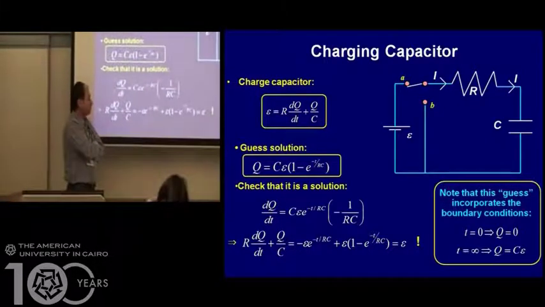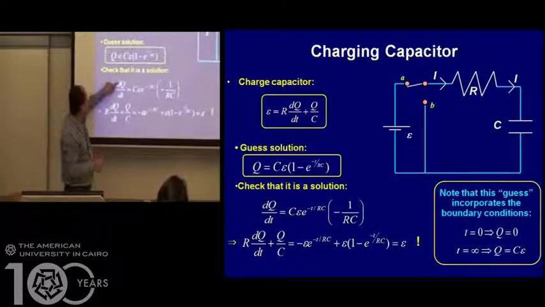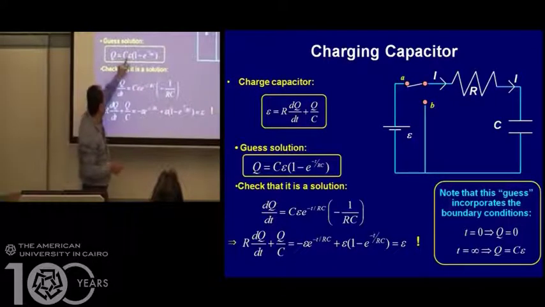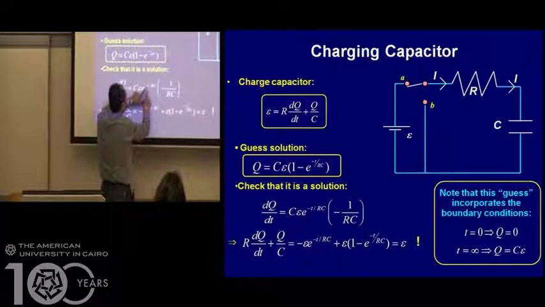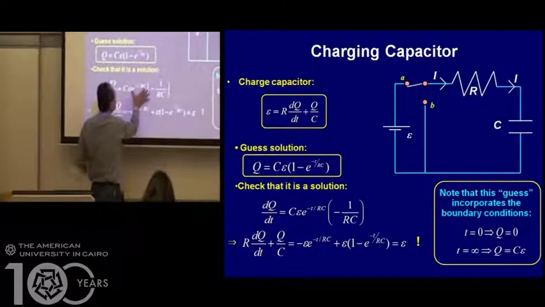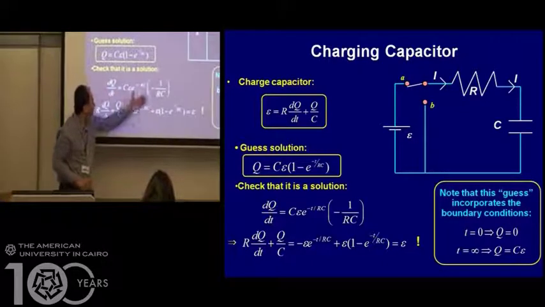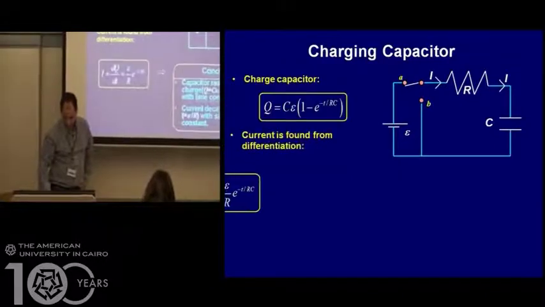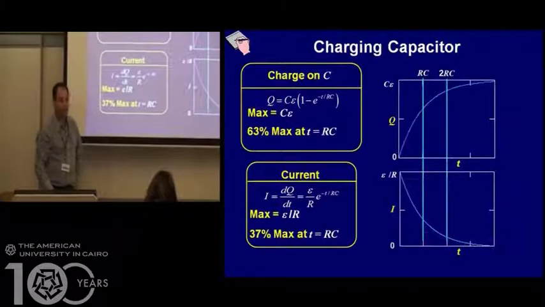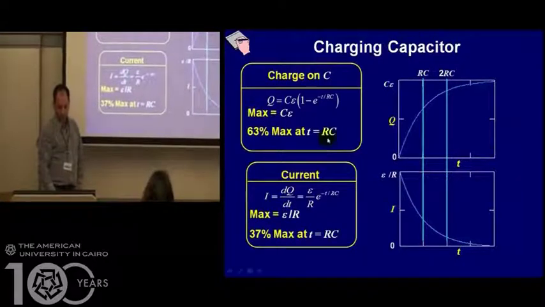Now, can we find the current? Yes, just the derivative of that equation will give us the current. So dq by dt equals CE times the derivative of that, which is 0 for the constant term, and the derivative of this term is minus 1 over RC times e to the power minus t over RC. This is the equation that will give us the current. I will draw them. Q equal to Q maximum times 1 minus e to the power minus t over RC, and I equal to E over R times e to the power minus t over RC.